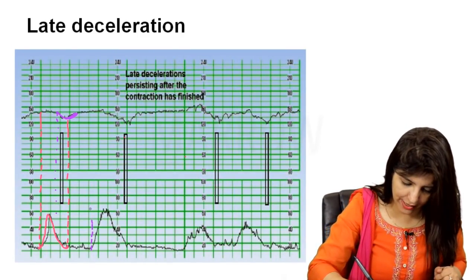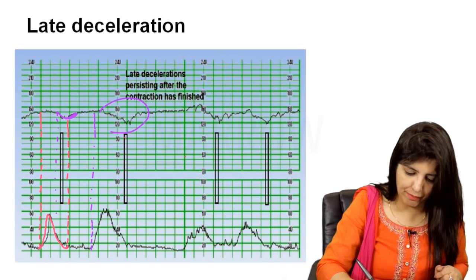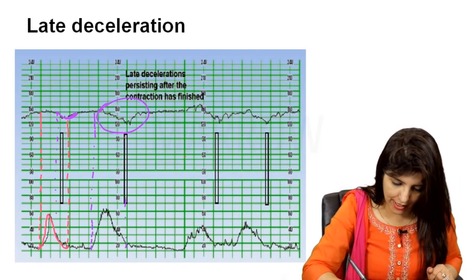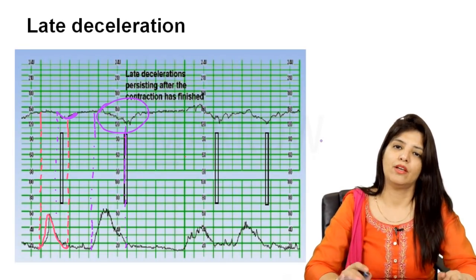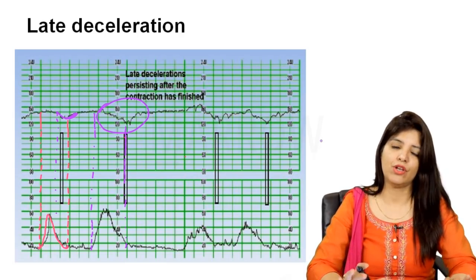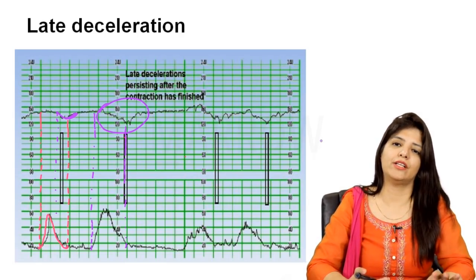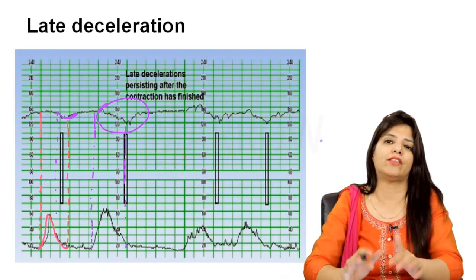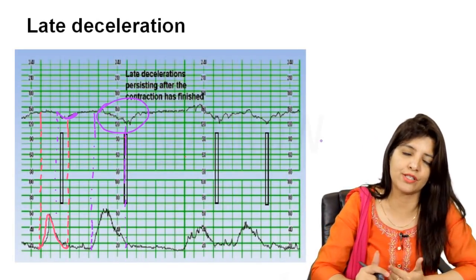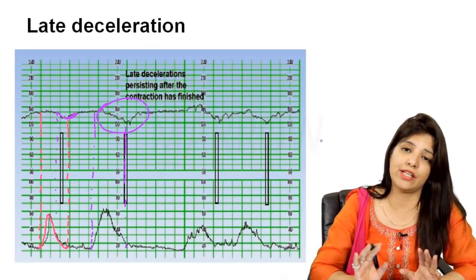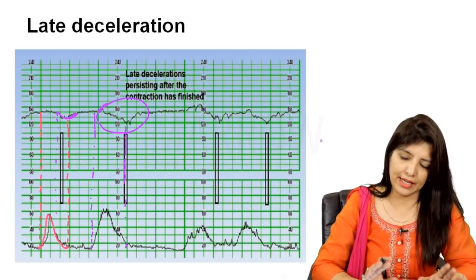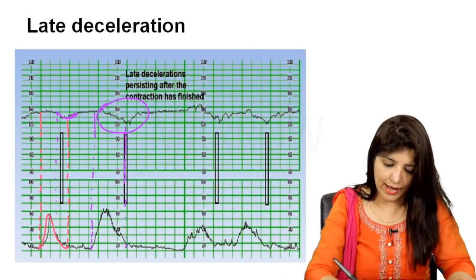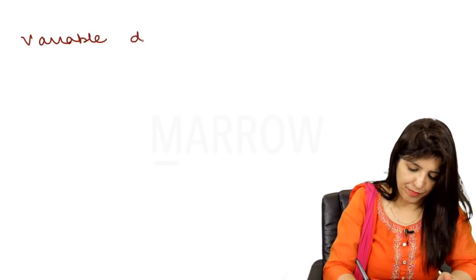Same case here. Here the contraction began here, but the fetal heart rate dip did not begin here. The contraction ended here, but the dip is still continuing. Everywhere you will see the same thing, right? So whenever you get a graph like this, where the dip in fetal heart rate is beginning and ending later than the beginning and the ending of uterine contractions, it is a graph of late deceleration. And late deceleration is the worst type of deceleration to happen. Clear? Then comes the third kind of deceleration, which is variable deceleration.